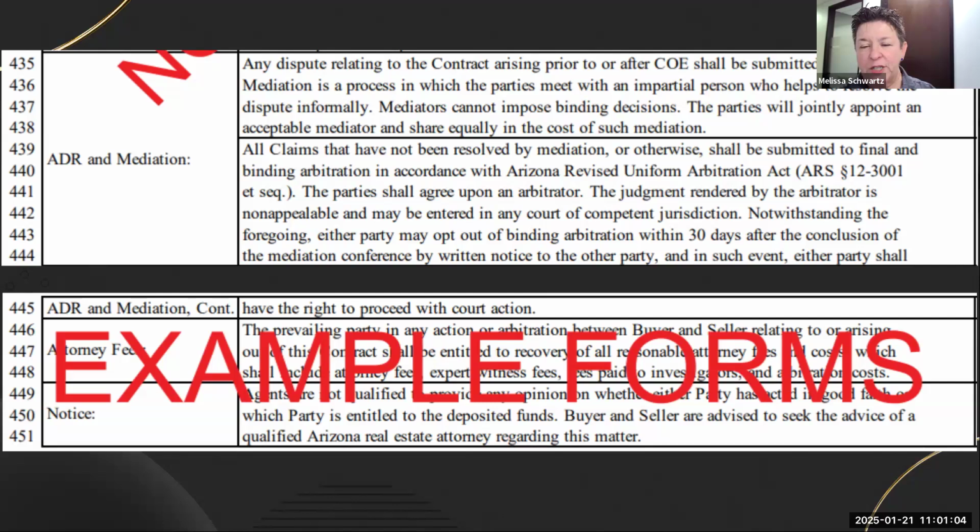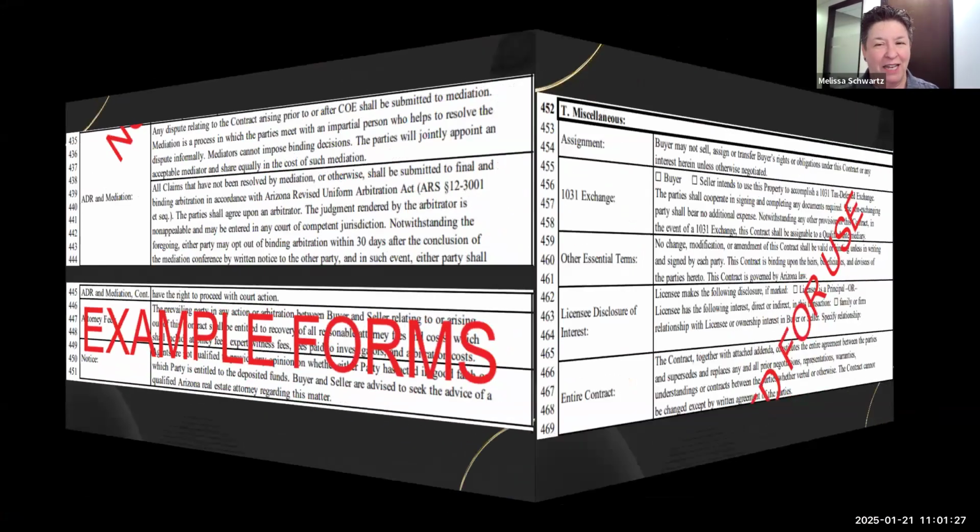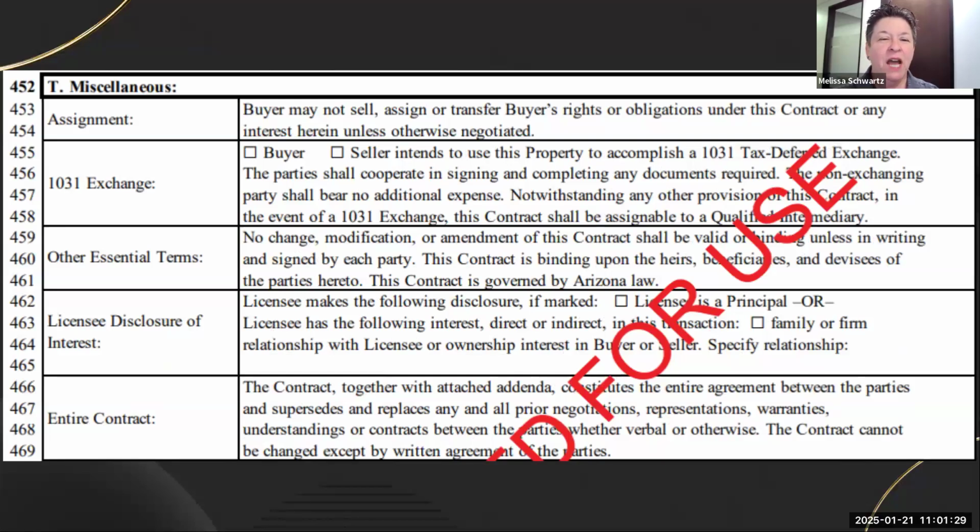Agents are not qualified to provide any opinion on whether either party has acted in good faith or which party is entitled to the deposited funds. Agents, listen to that. You are not an attorney. Please advise them to seek the advice of a real estate attorney. Of course, this was written by an attorney and not had any input from agents in it, but that's fine.